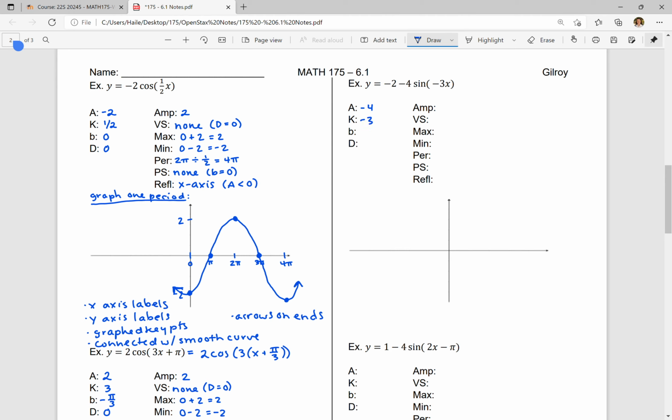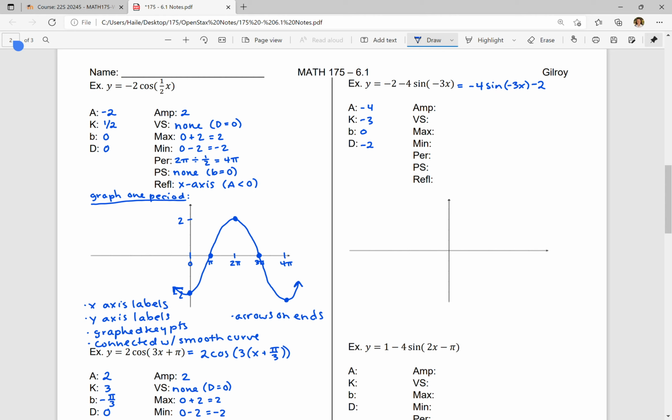B would be the number added to x, but we don't have anything added to x. So b is just going to be 0. And finally, d is that number that's added to sine. So we haven't seen d yet. This is going to be this number negative 2. So you might see it written like this, or another way that you might see it is if we wrote the function like this. So that d value could be either at the back of the function or at the front of the function. You know that it's a d value because it won't be in the parentheses with sine.